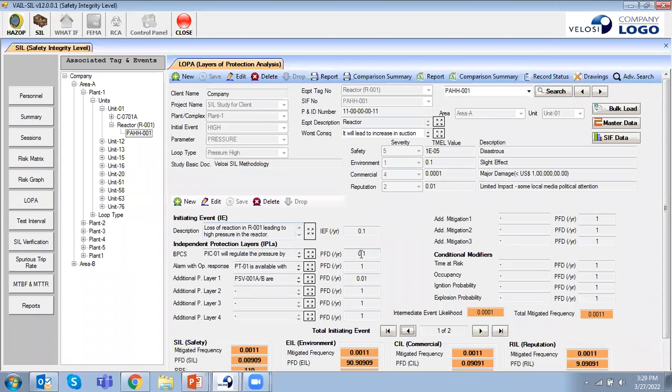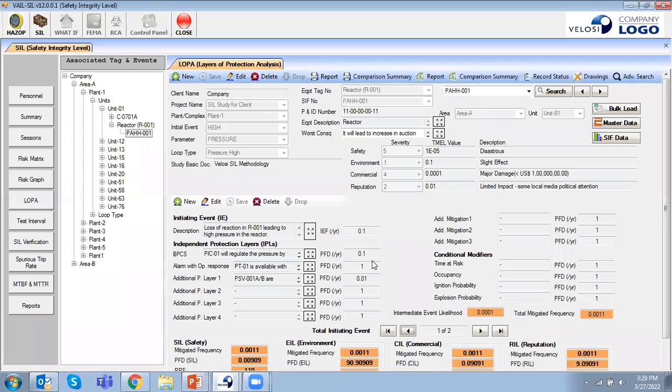Okay, we can credit it 0.1. The 0.1 value we are taking from the standard. Then alarm with operator response. The PT01 pressure transmitter is available with a high pressure alarm. We are not crediting this.